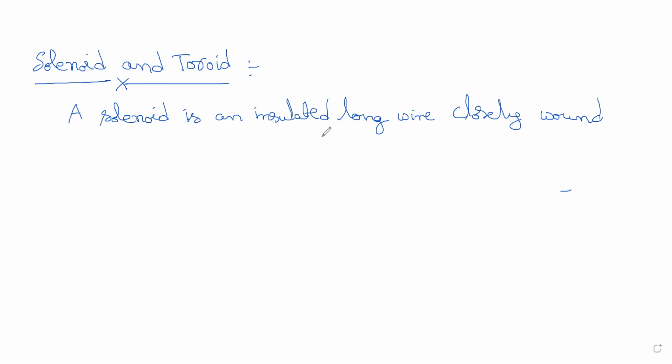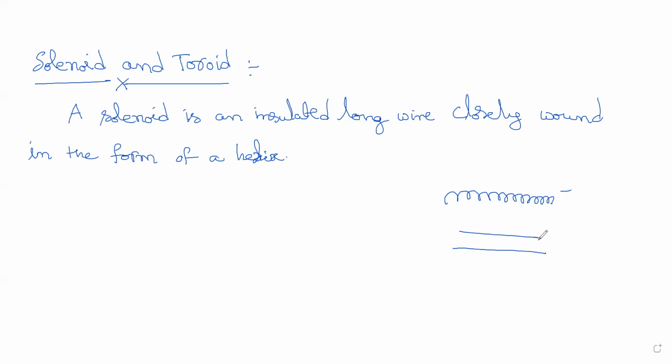A solenoid is an insulated long wire closely wound in the form of a helix. What is a helix? How does it look? It looks like a spring. When you wind the coil like a spring, that's called a helix. Okay, ma? So how do you achieve that?